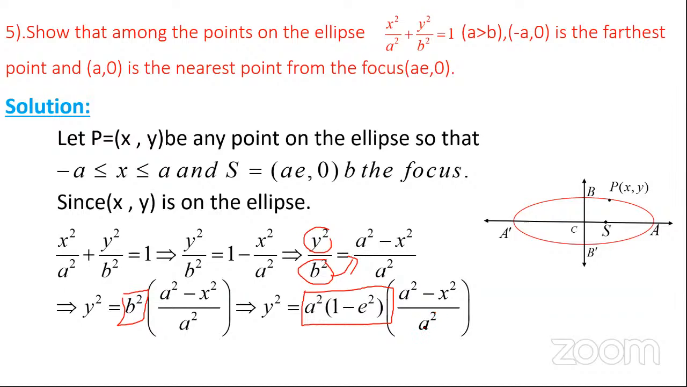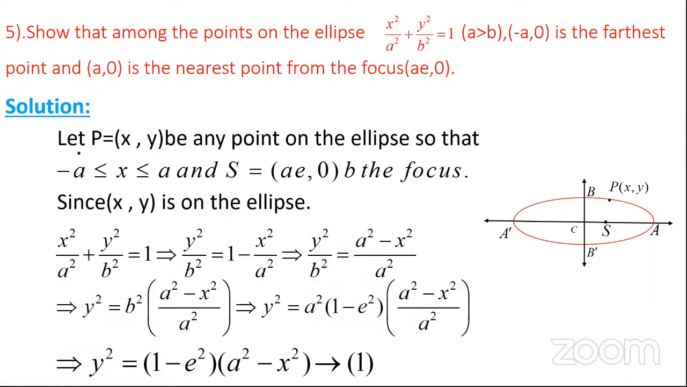From that, I'm cancelling these two terms, a square by a square, just cancel. So you will get y square equal to 1 minus e square of a square minus x square. This is equation number 1.